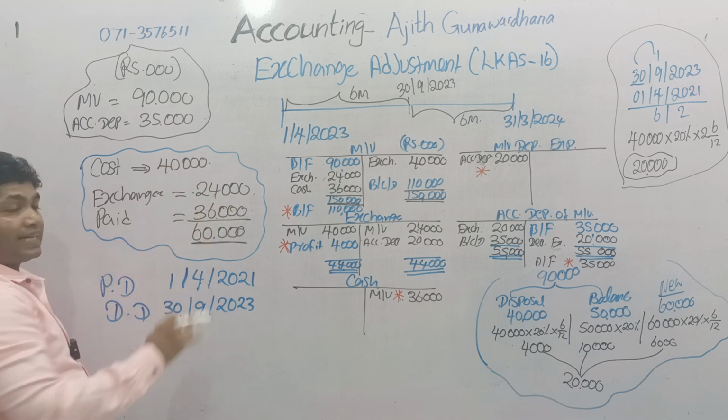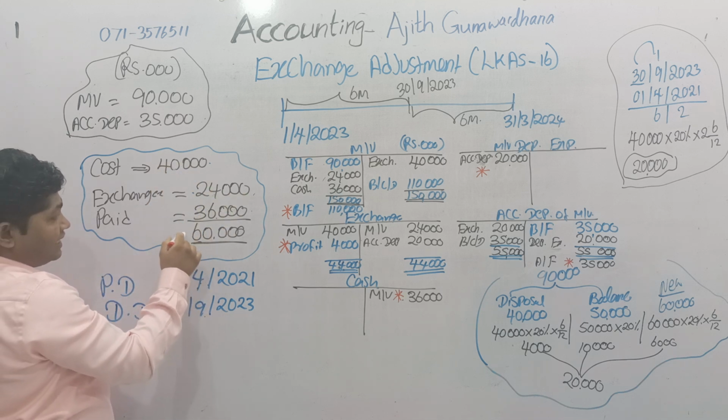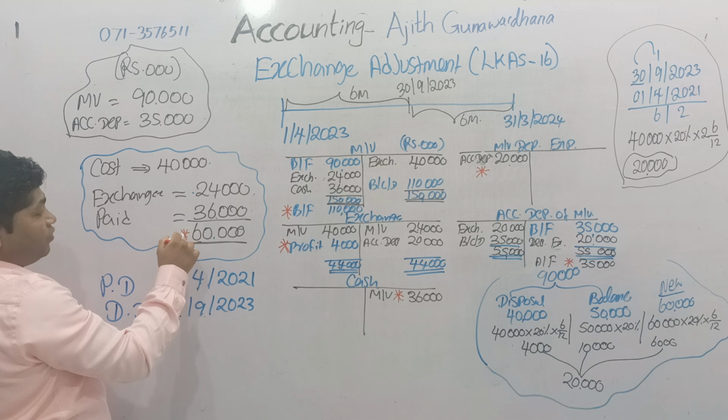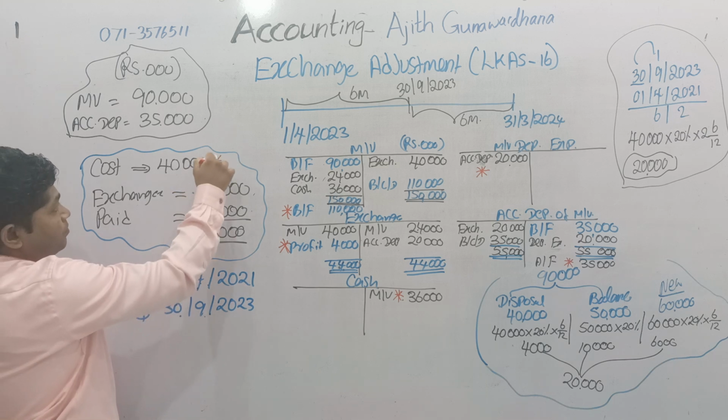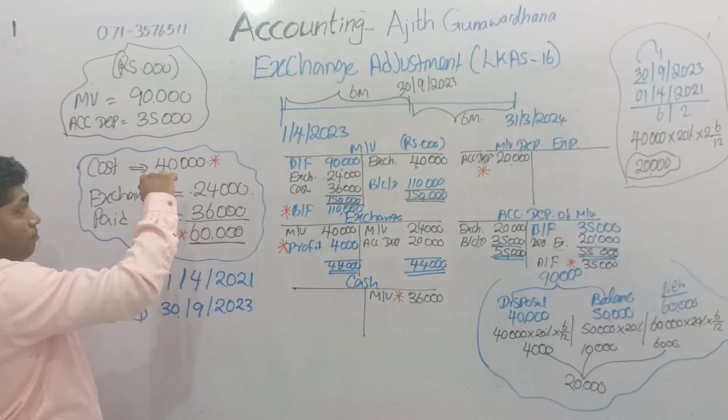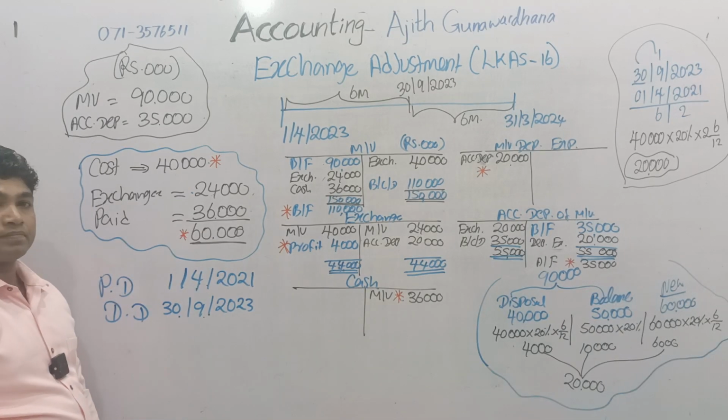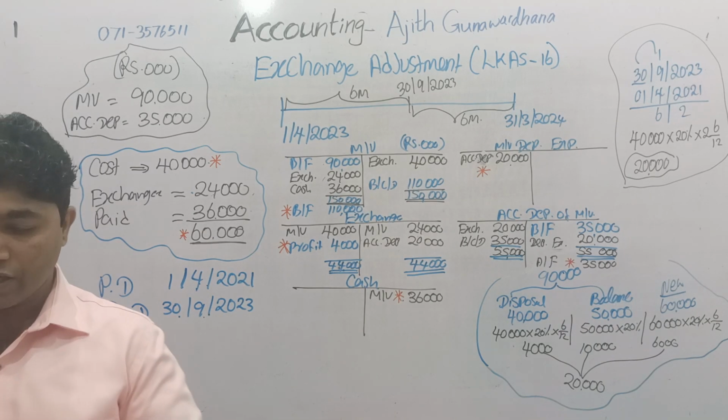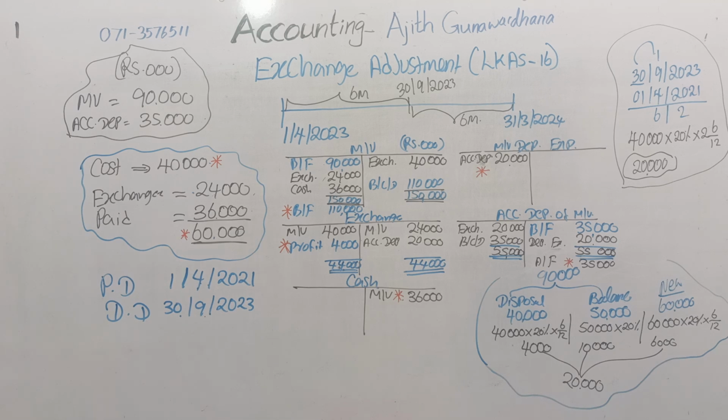And the balance amount is paid in cash. Therefore, this is the asset we are going to purchase, the cost value of the new asset. And this is the cost value of the disposal asset. Exchange means purchase and disposal given together. Therefore, this is a very important part of LK16.